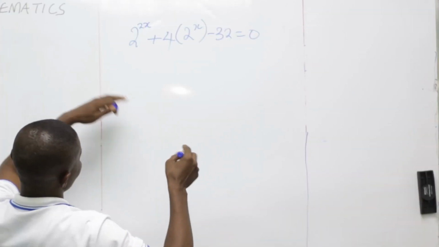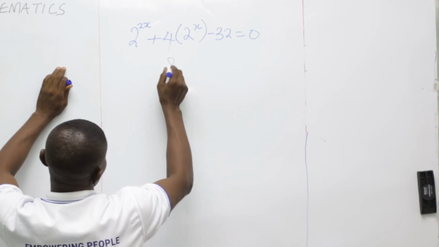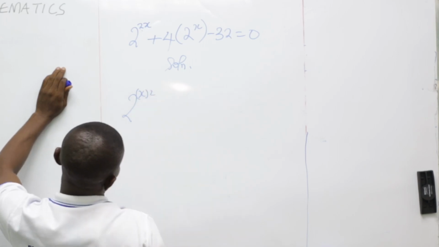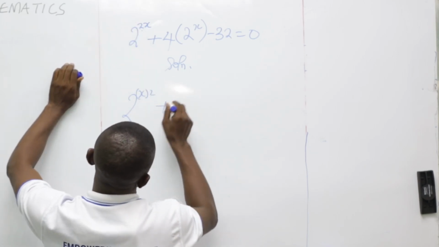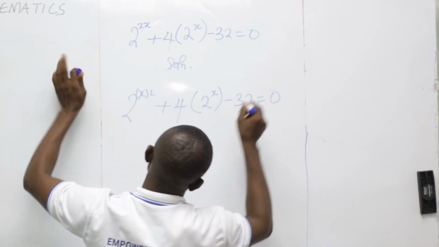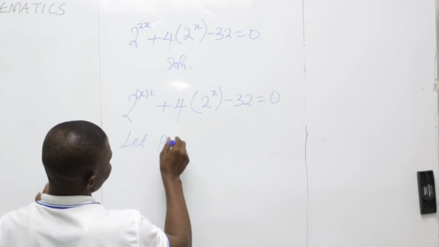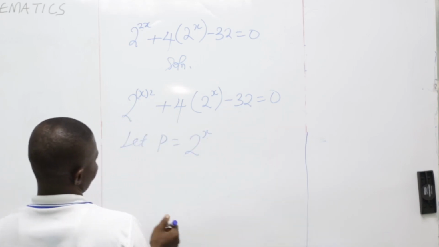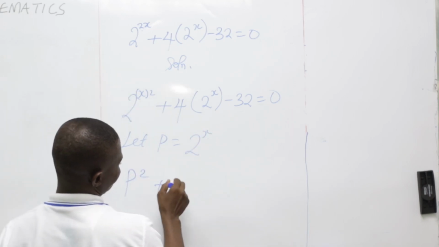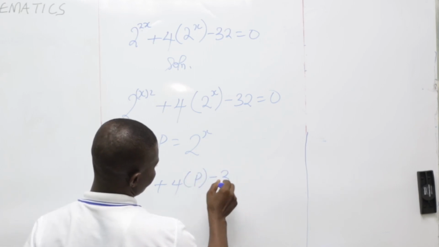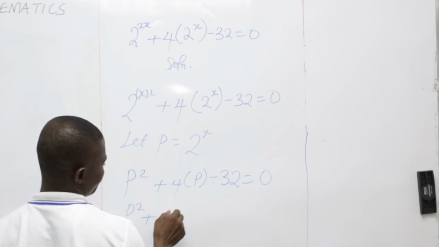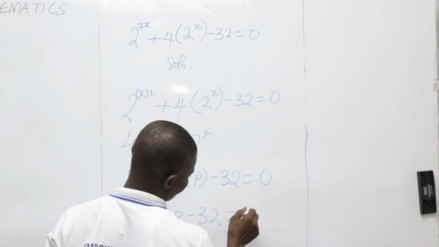Simply, wherever you see this kind of thing, you've got to interpret. Look at how you do it. If 3 is here, it will mean power 3. Now it's 2 that is here, meaning square. Into this, you don't touch this. But there is something you do to them. So let P equals 2 power x. Wherever you see 2 power x, you call it P. I'm seeing 2 power x here, but there is square. Then plus 4 into who? P minus 32 equals 0. So P squared plus 4P minus 32 equals 0.